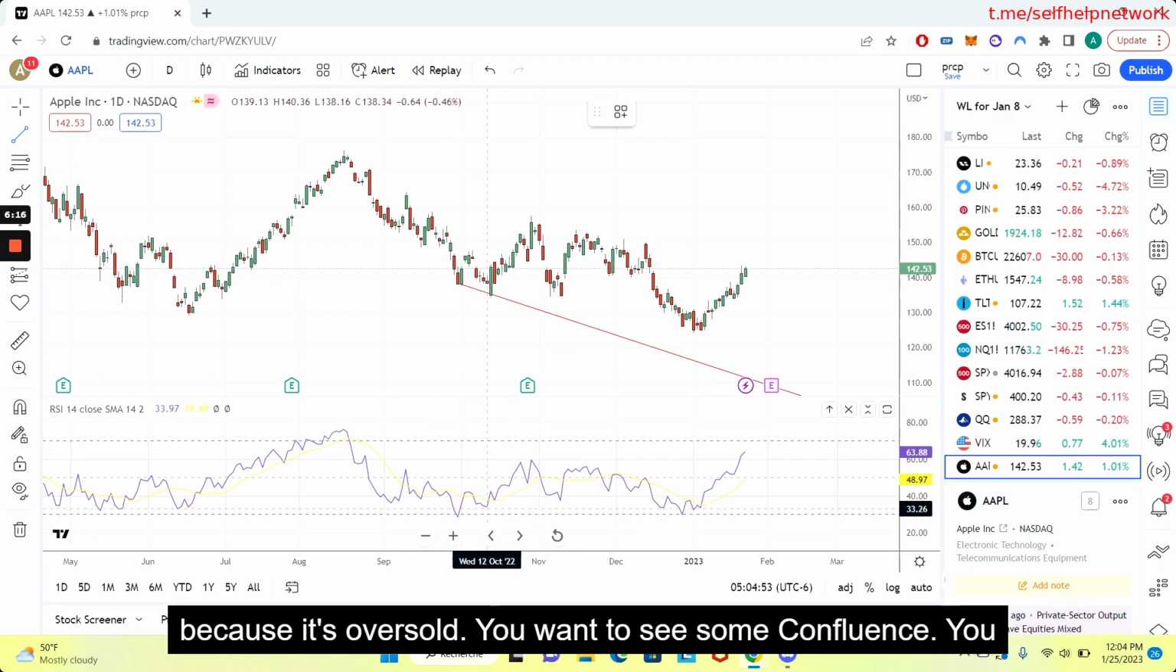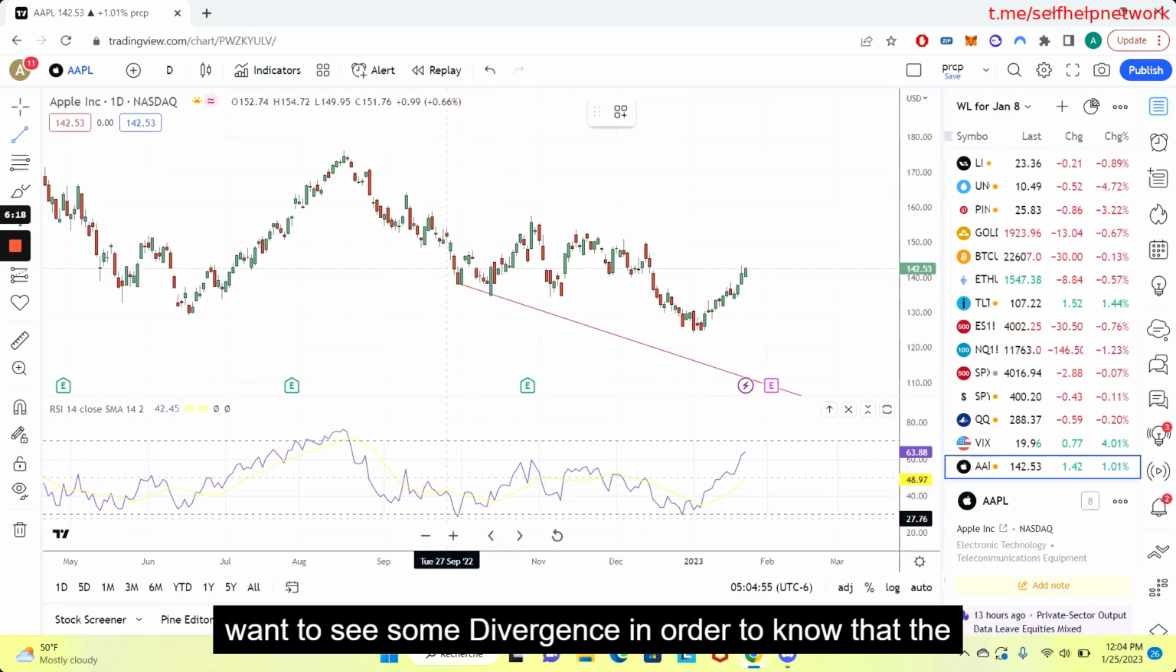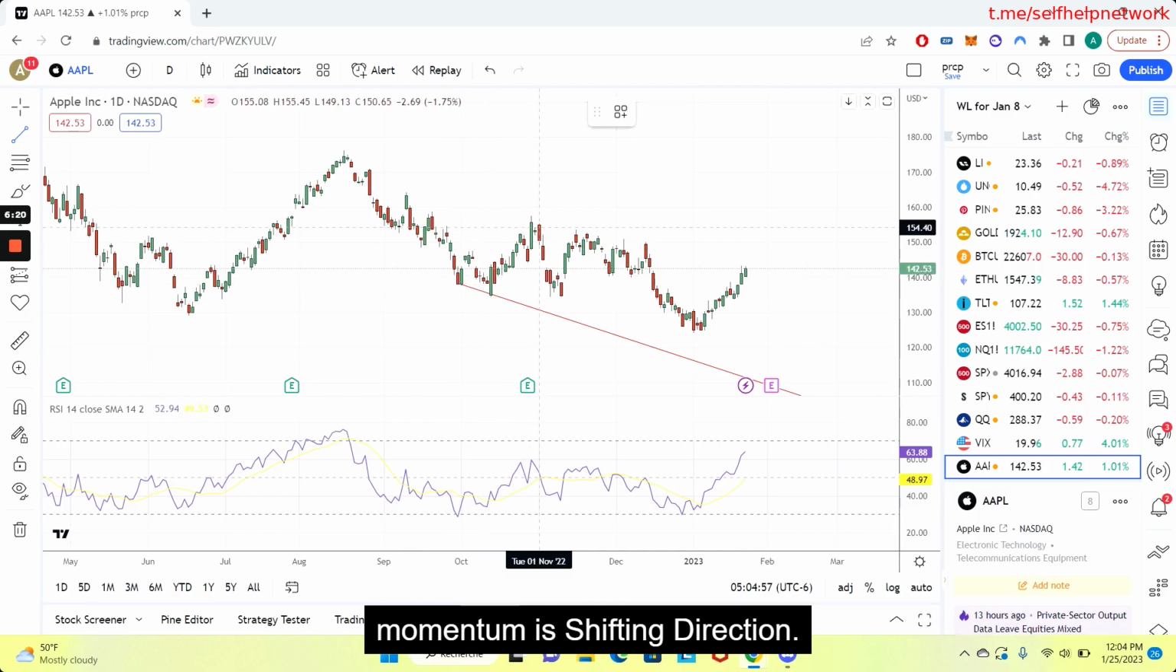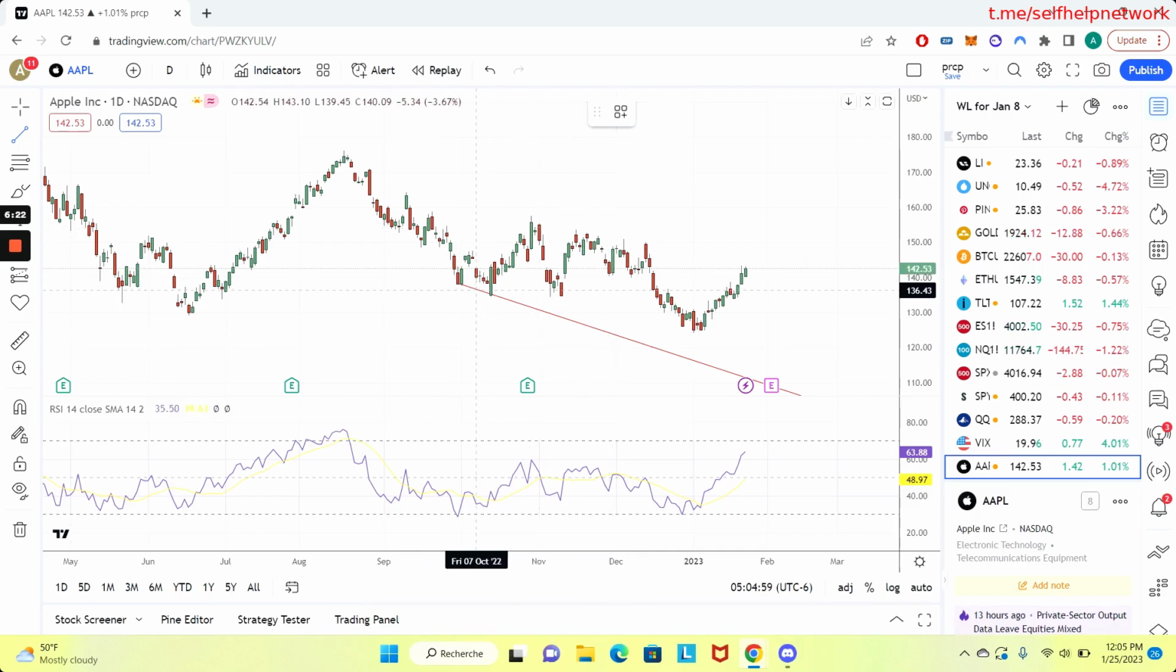So when you see this divergence, that's when you buy, not just because it's oversold. You want to see some confluence. You want to see some divergence in order to know that the momentum is shifting direction. Let's see if I can find another example of this.